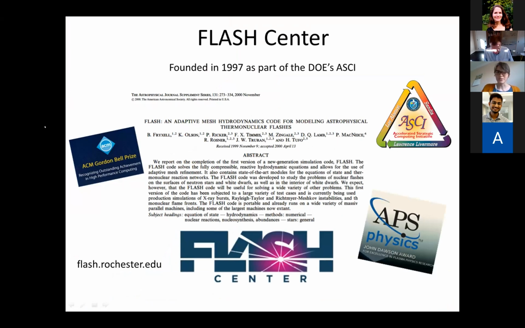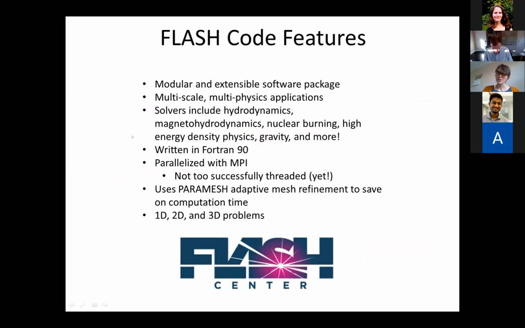The Flash Center was founded in 1997 as part of the DOE's Accelerated Strategic Computing Initiative, and Flash has been used as basically the acceptance and performance code for a lot of the machines at Los Alamos and Lawrence Livermore National Lab. And what it is is a modular and extensible software package for multi-scale, multi-physics applications, which is a mouthful.